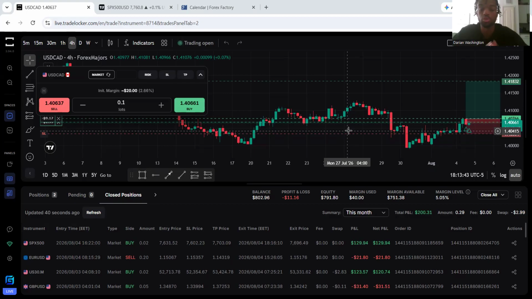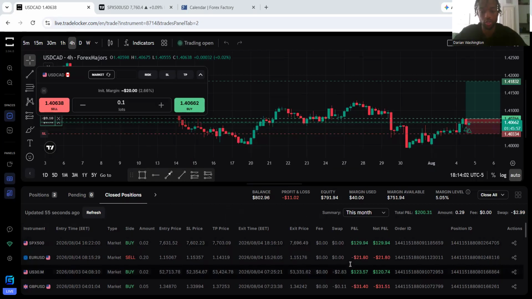In this video, I'm gonna be doing a trade breakdown on SPX. This is a trade that I took today. I'm gonna try to be just as transparent as I possibly can. I'm gonna break down this trade that I took right here.